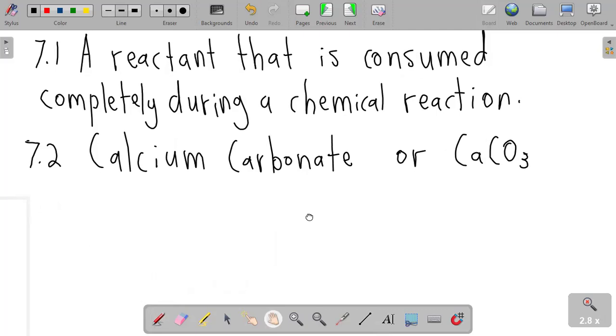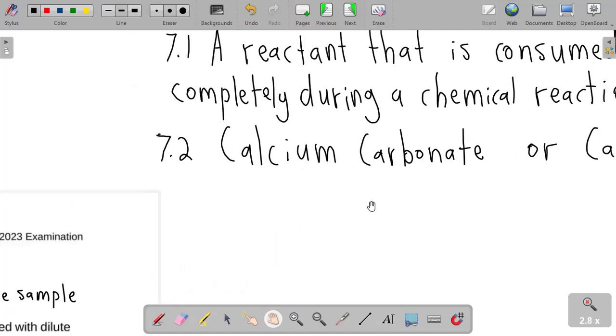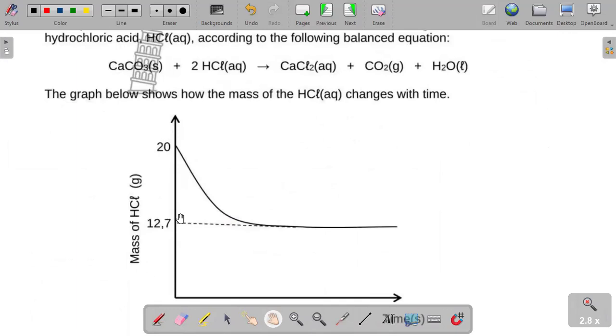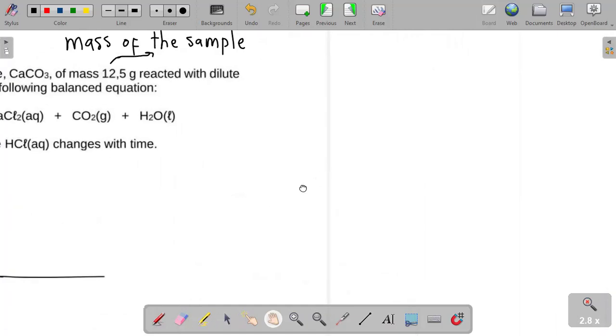So I hope you understood today. This is how we know that calcium carbonate is the limiting reagent, because we know for sure that HCl is not. There are only 2 of them: the HCl, hydrochloric acid, or calcium carbonate. From the graph, we can see that it's not HCl, because HCl is not completely used up. It does not stop at 0. It's the excess reagent, not the limiting reagent.